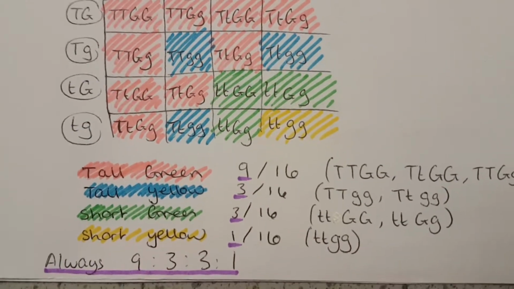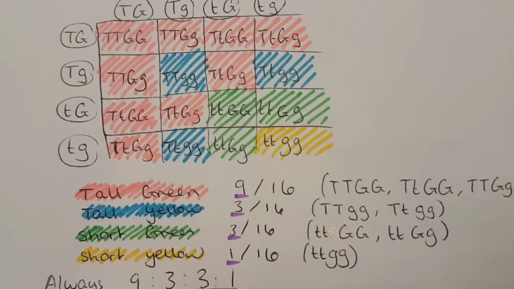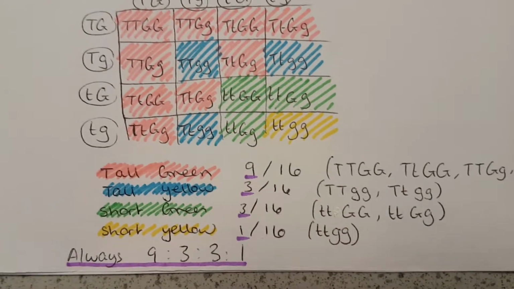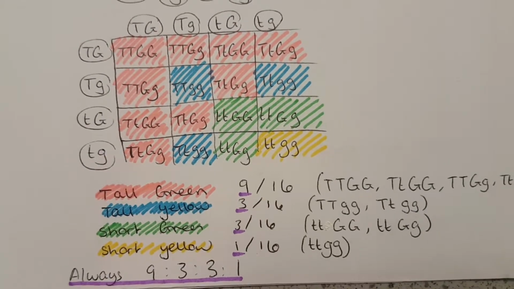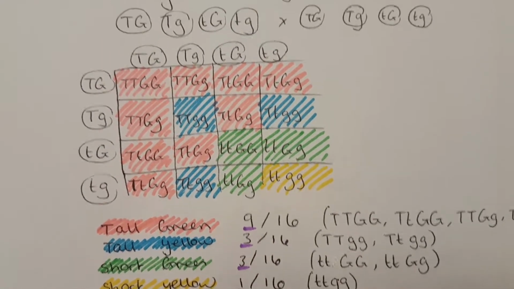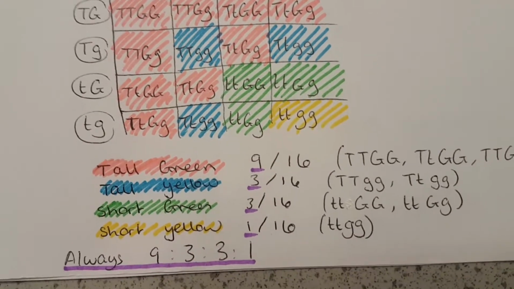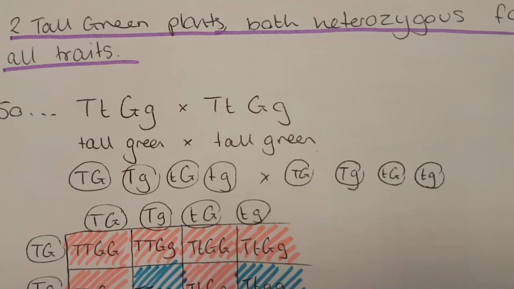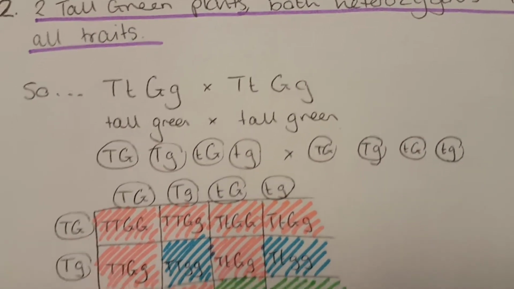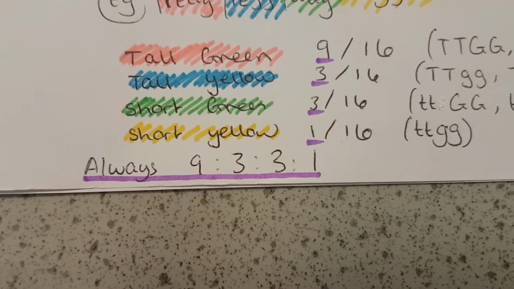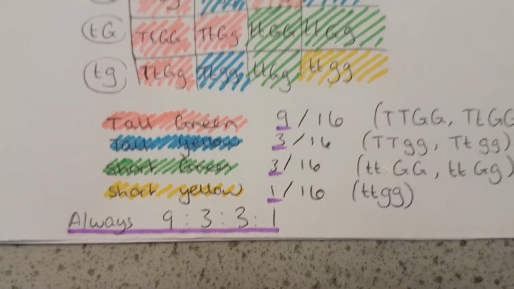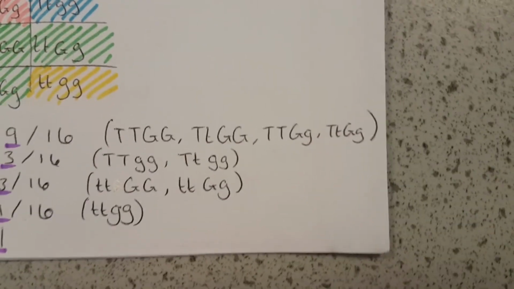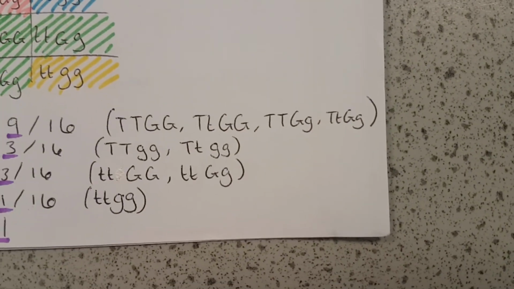We've got 9 out of the 16 being tall green, 3 out of the 16 being tall yellow, 3 out of the 16 being short green, and 1 out of 16 being short yellow. When you get this 4x4 cross, you always get this same ratio, 9 to 3 to 3 to 1. So if you remember that, when you have both parents being heterozygous and a dihybrid cross, it always comes out 9 to 3 to 3 to 1, so you don't even need to do the genetic cross. You just remember it. Okay, and there's all the genotypes.